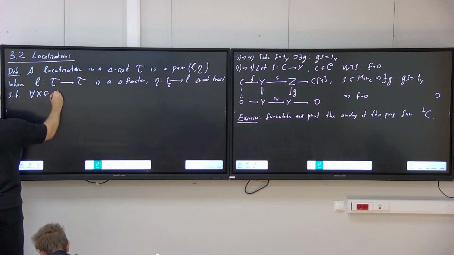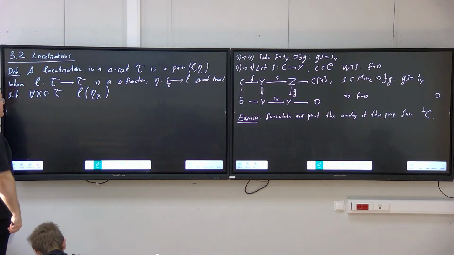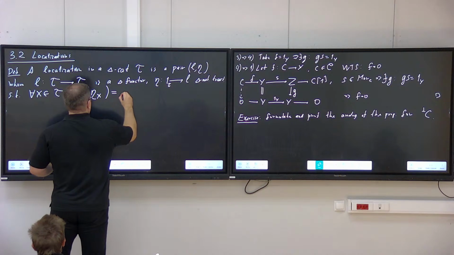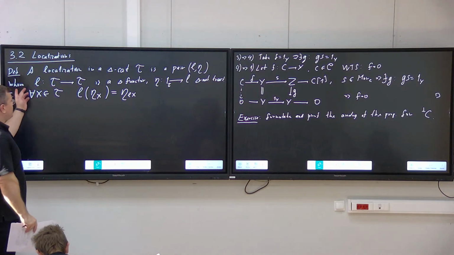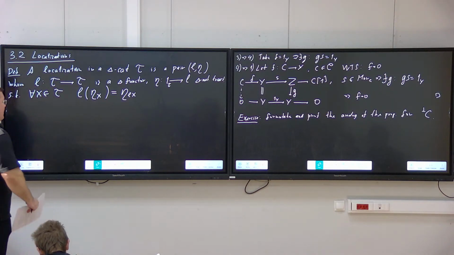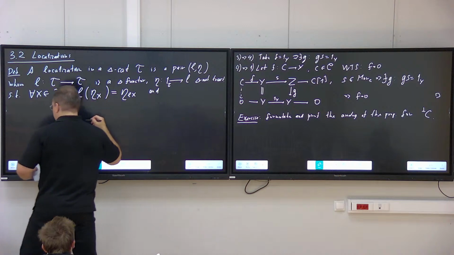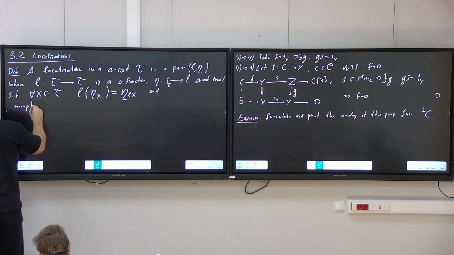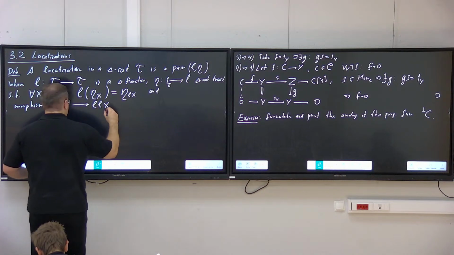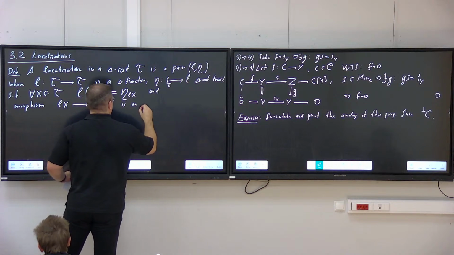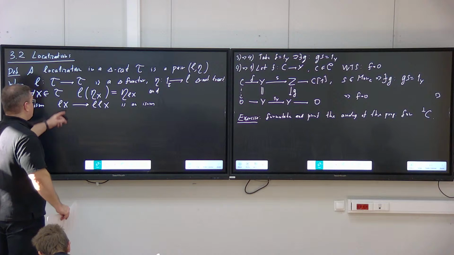for any object X in the category T, L applied to the component of this natural transformation at the object X is the same as this natural transformation with the component at L applied to X. Well, for shortness of notation, sometimes I'm going to write a functor applied to an object without parentheses. It's a little bit shorter. And this morphism LX to LLX is an isomorphism. Right, which is of course just this natural transformation.